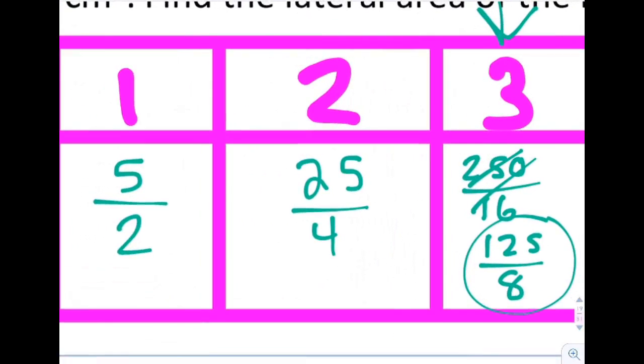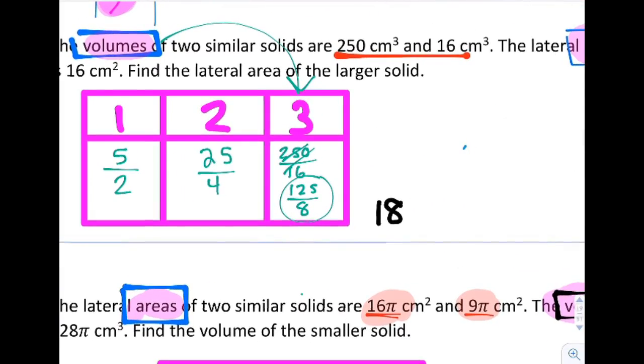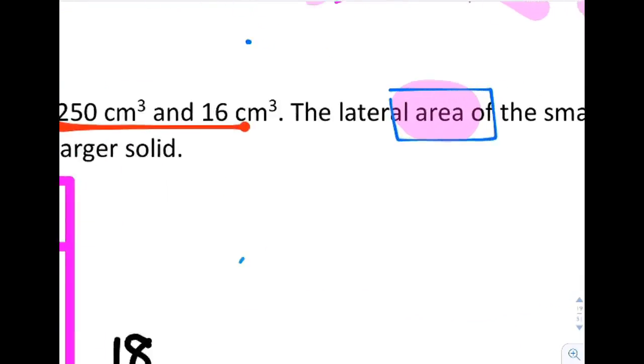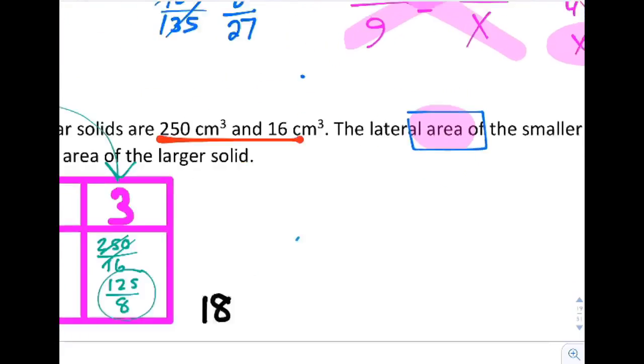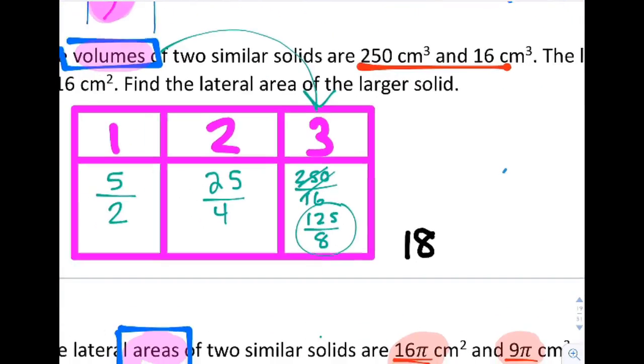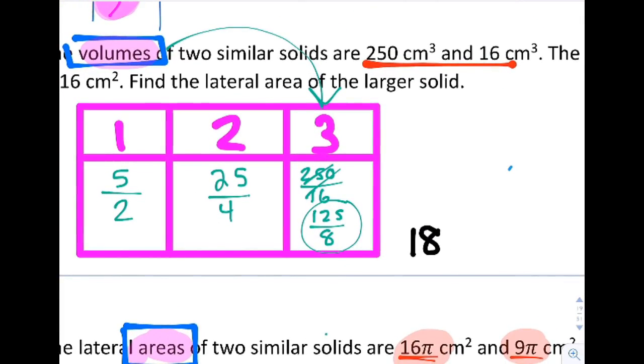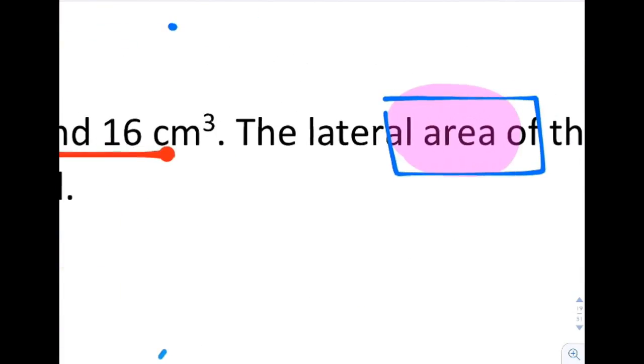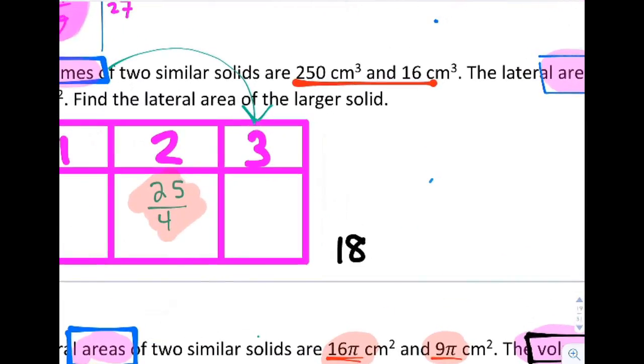So even though we figured out all 3 of those, we only need one of them. And how do you know which one you use? The next part of the question asks for area. So area means we're going to use the second one. So we don't even need this one or this one. We're only going to use the area because the problem is talking about area at the end.